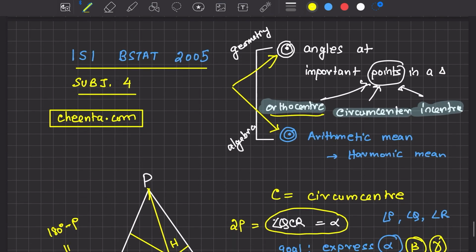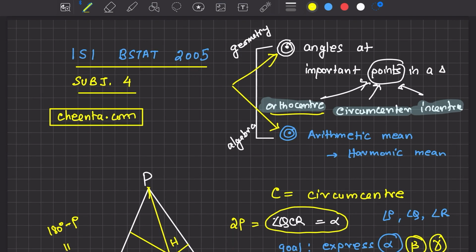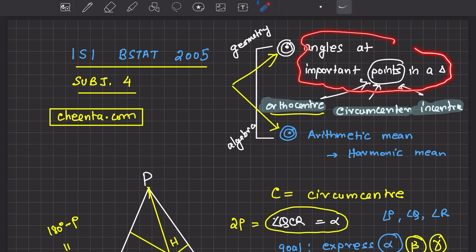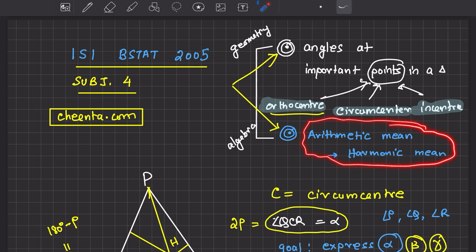And in the process, we learned two very important things. One is angles at important points in a triangle, and the other one is arithmetic mean and harmonic mean inequality.